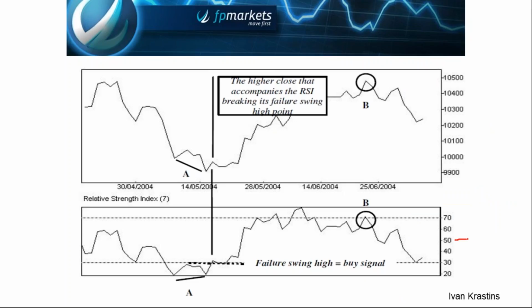About this equilibrium line here at 50 and the 70 and the 30, how it reacts around this area here and reacts around this area up here. So it's quite specific about that.